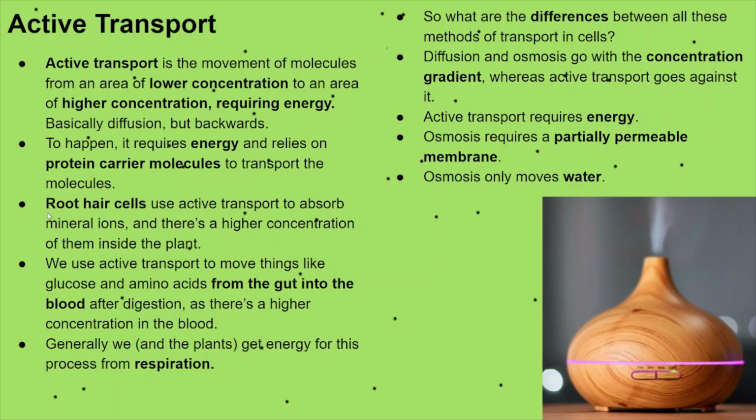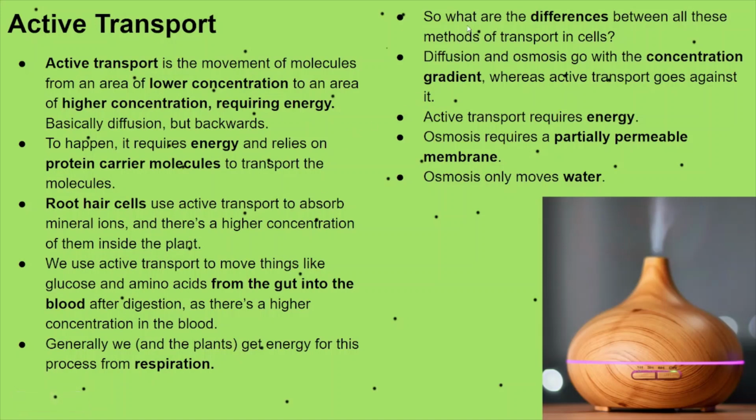So 2 uses of active transport. In plants, root hair cells use active transport to absorb mineral ions because there's a higher concentration of minerals inside the plant than outside. And we use active transport in the gut to move digested materials like glucose and amino acids from the gut into the blood, as there's a higher concentration of these things in the blood than there is in the gut. Generally, we get the energy for this from respiration.